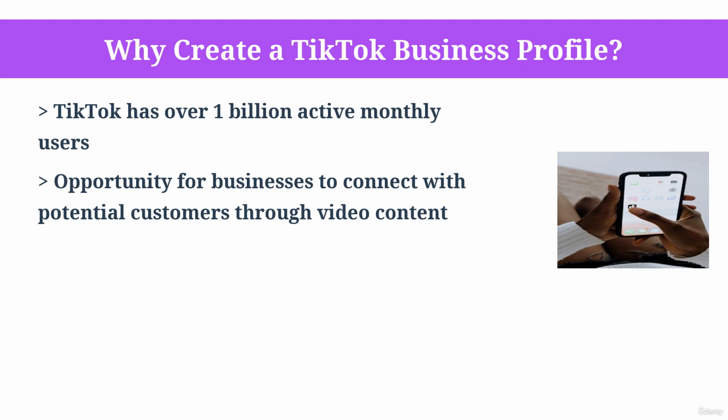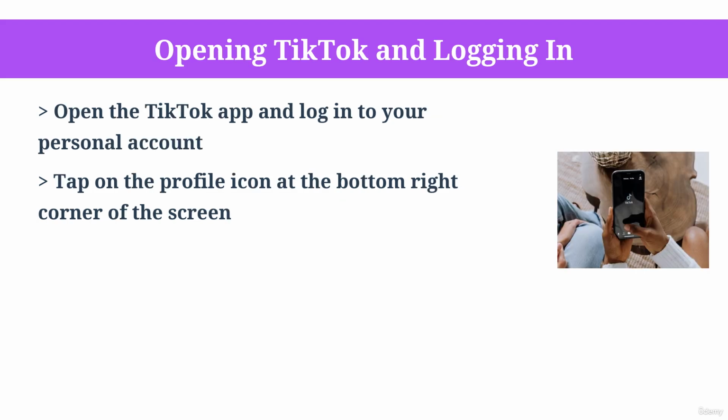Once you're logged into your personal account, tap on the profile icon at the bottom right corner of the screen. From there, click on the three dots next to your username, then select Create a Business Profile. This will take you to a page where you can choose from several types of businesses. Pick the one that best suits yours. Now, enter your business name carefully and make sure it matches your official branding across all platforms.